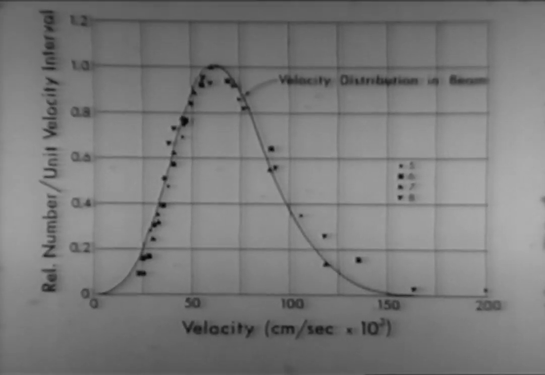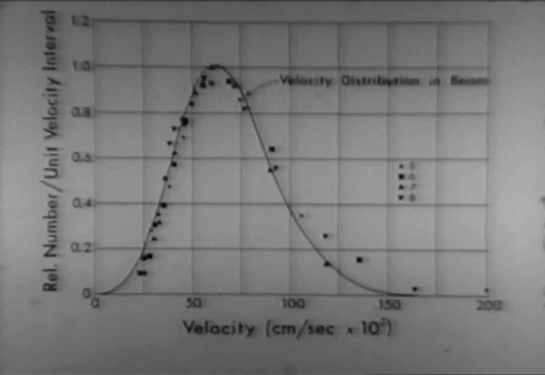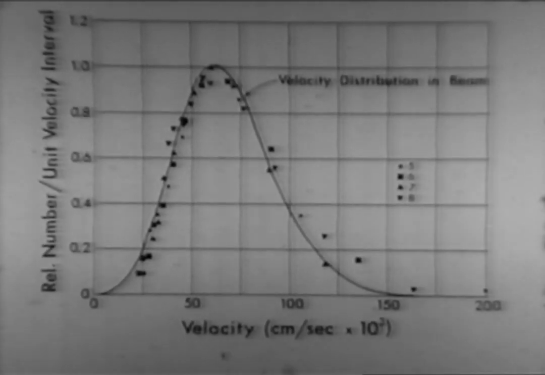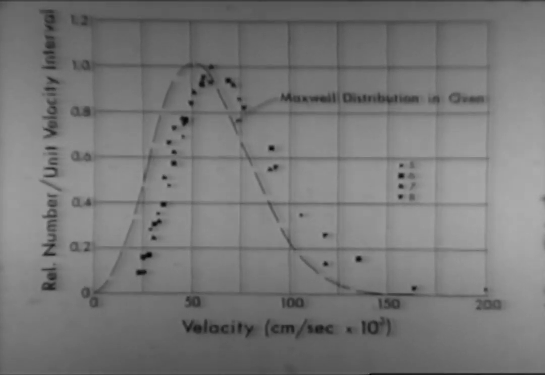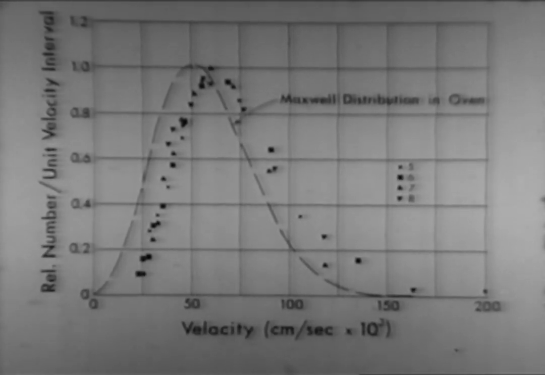This is a plot derived from kinetic theory of the velocity distribution in a beam of potassium atoms from an oven at 590 degrees Kelvin. This differs from the Maxwell distribution of velocities because we measure the flux of atoms in a beam and not the density in a box.